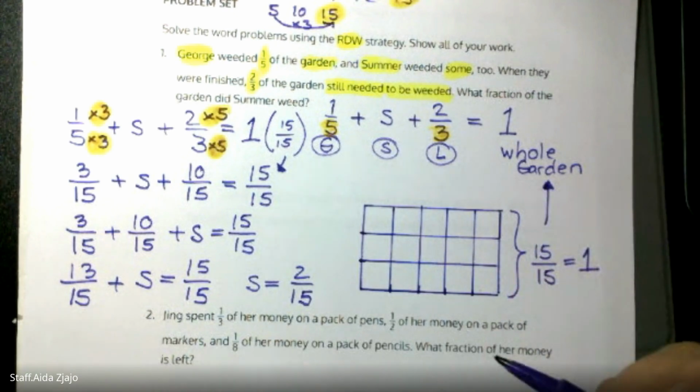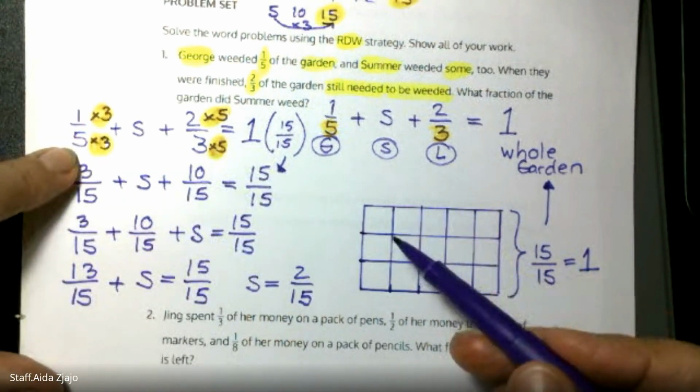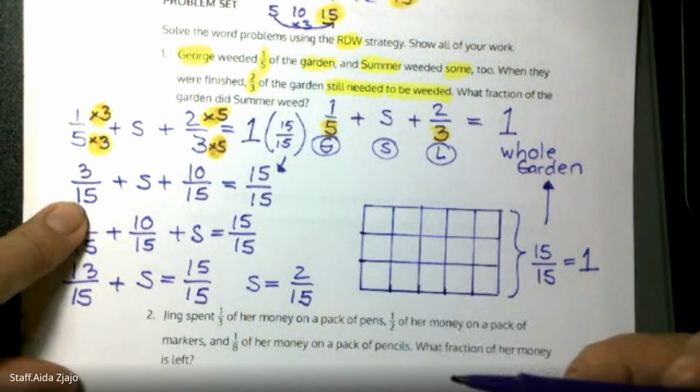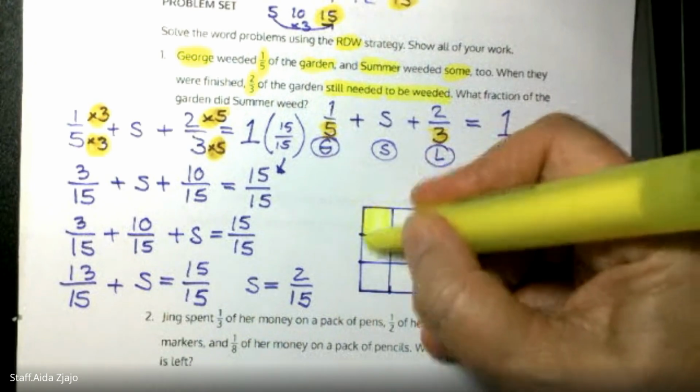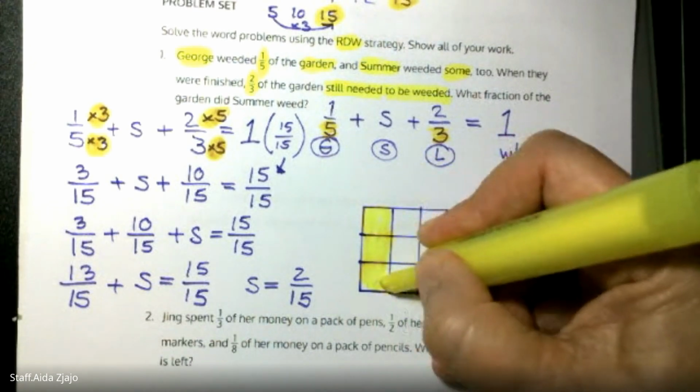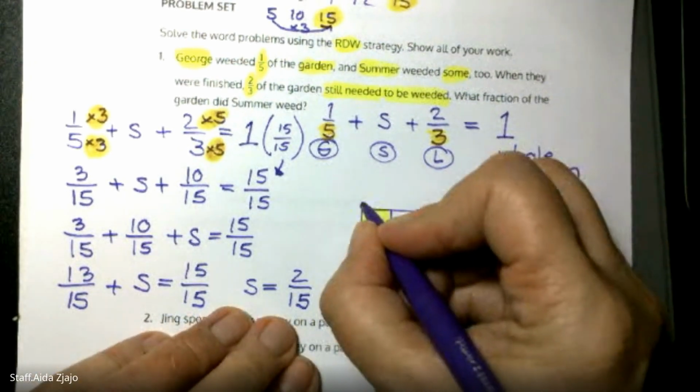Okay, now we need to figure it out. How much is 1/5? 1/5 is George, and he is 3/15. So if this is George, I'm going to say that's George, G.